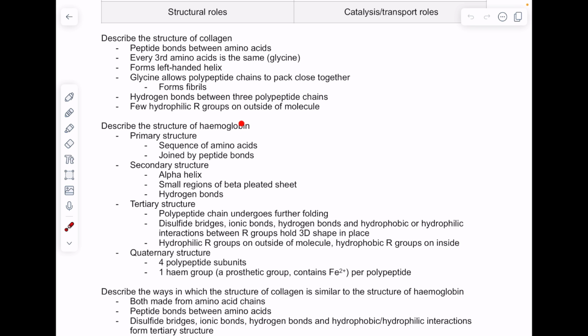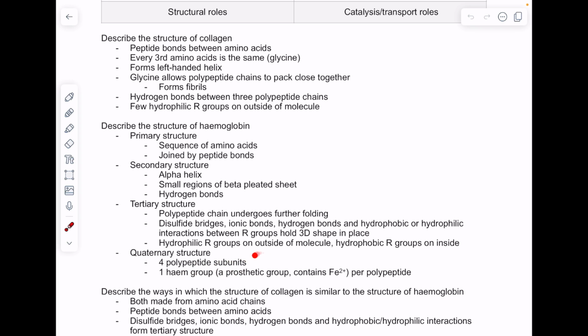In terms of the structure of hemoglobin, used to transport oxygen in red blood cells, your primary structure remains as you'd expect. The secondary structure consists of an alpha helix and small regions of beta-pleated sheets held together by hydrogen bonds. In the tertiary structure, polypeptide chains undergo further folding through a variety of interactions. These polypeptide chains are held in a 3D shape. There are hydrophilic, water-loving R groups on the outside of the molecule of hemoglobin, whereas hydrophobic, water-hating R groups exist on the inside. And then lastly, the quaternary structure consists of 4 polypeptide chains with 1 heme group.